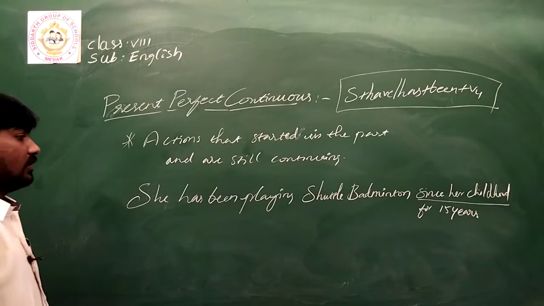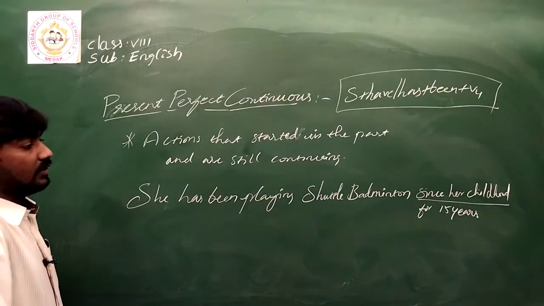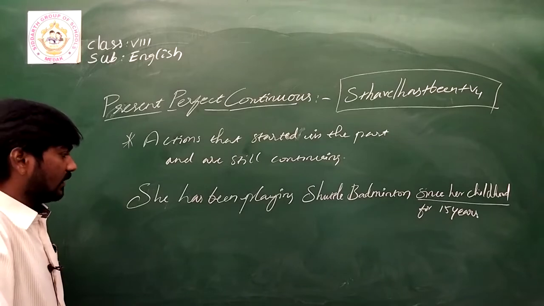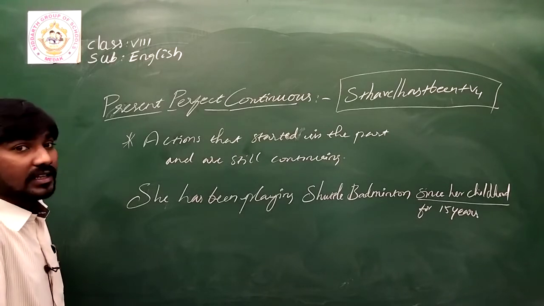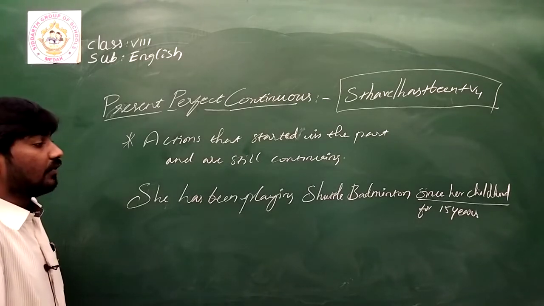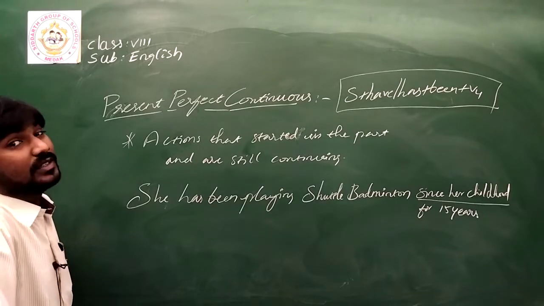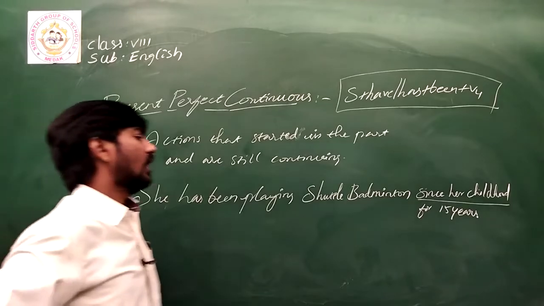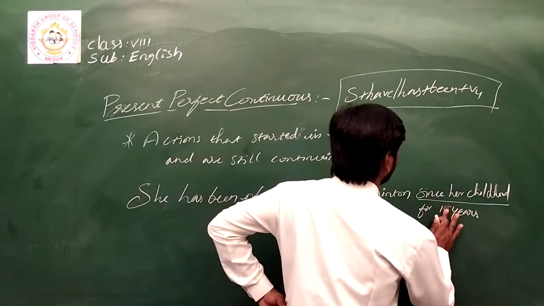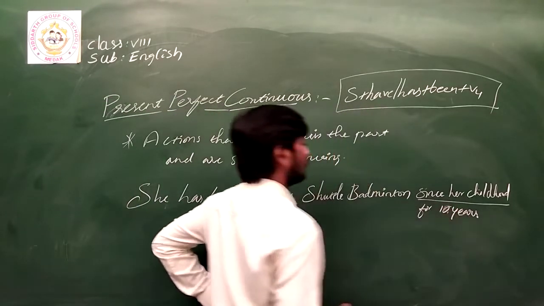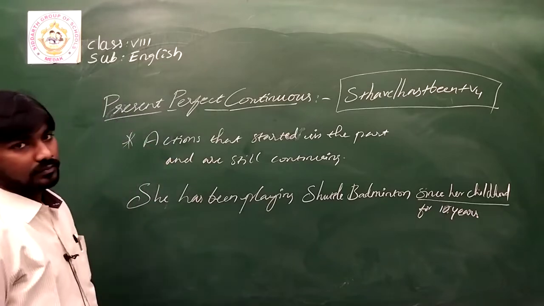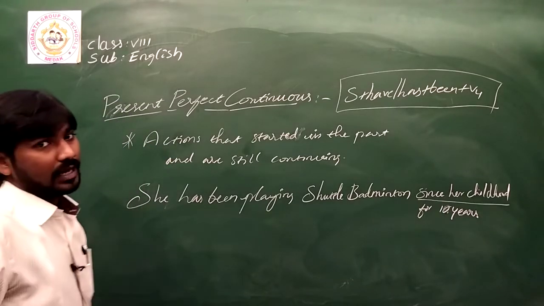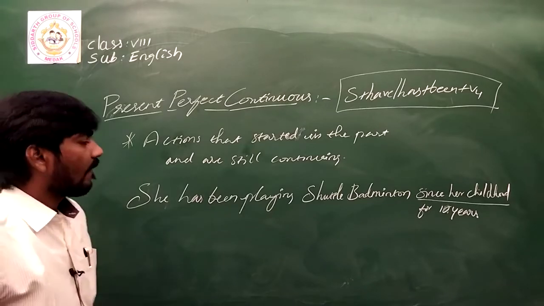She has been playing shuttle badminton since her childhood, or for 15 years. So when she started learning this shuttle badminton, when she was 15 years, means when she was in childhood. We can mention you are 15 years old or 12 years. So you can mention 10 years. Okay, that's it. Copy this example. And one more example I'm going to give you.